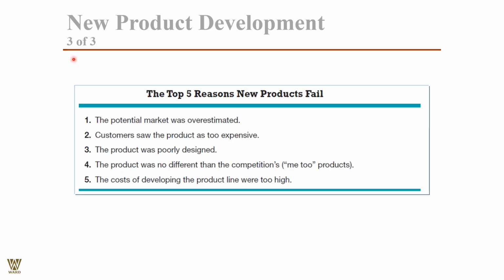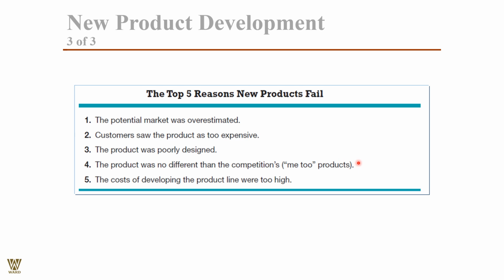Now, the top 5 reasons why many products fail. First, the potential of the market was overestimated. Now, this is what needs to be understood. Customers saw the product was too expensive, or you did not get a feel for the discretionary income that an individual consumer would be spending. If you have overestimated either the potential market or the consumer spend, your product is not going to be much of an attraction for your audience.